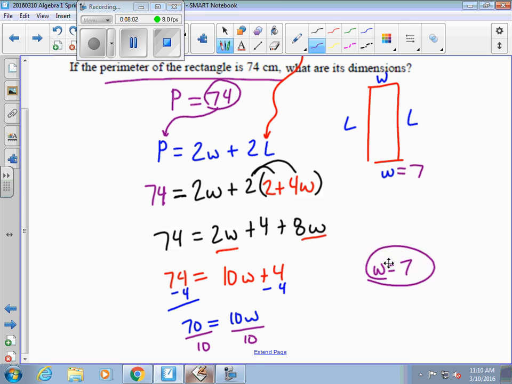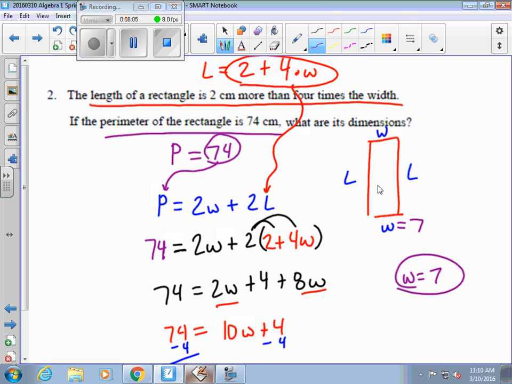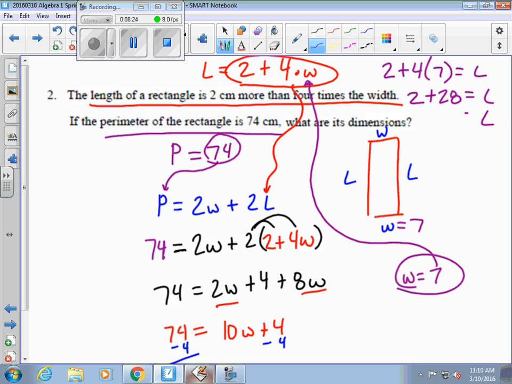Going back to using W equals 7, going back to what we wrote originally, length equals 2 plus 4 times W. We could take that 7 and put it right there in place of W. 2 plus 4 times 7 is equal to the length. 4 times 7 is 28 plus 2. The length then is equal to 30 centimeters. So your dimensions of your rectangle, the 2 lengths are 30 centimeters. The widths are 7 centimeters. And if you add all of that back up, you come back to the perimeter, 74 centimeters.